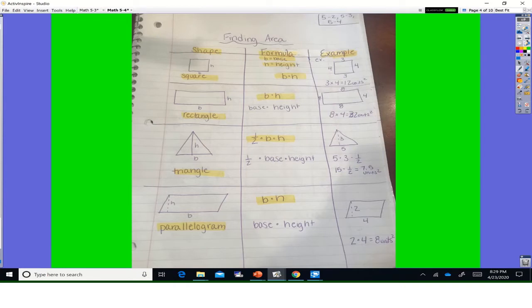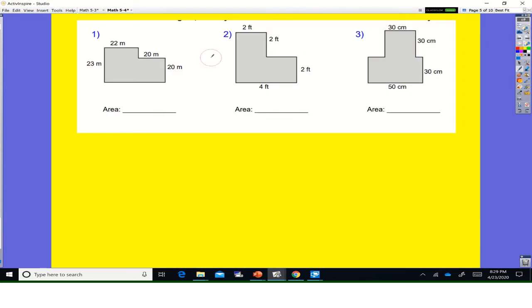We're pretty much going to be putting everything we've learned so far this unit all together. So if you do not have this note sheet out yet, I would refer to that. Because when finding the area of complex figures, we make these shapes with our complex figure, and then we break them up into what we already know. So let's get started.